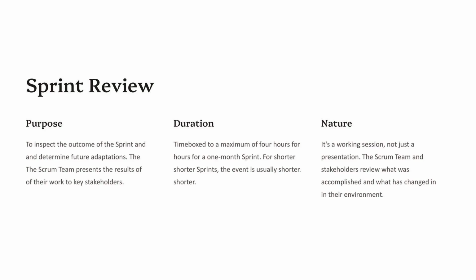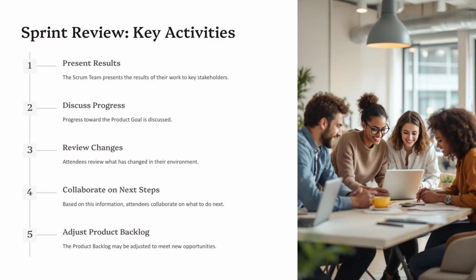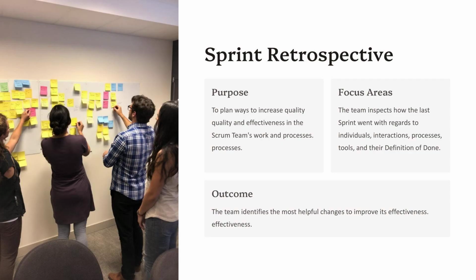The Sprint Review. It's a working session and not just a presentation, where the product features and accomplishment updates are demoed and reviewed to determine next action steps. Key activities during the Sprint Review call include present accomplishments, assess progress, review changes, plan future adaptations, and update the product backlog.